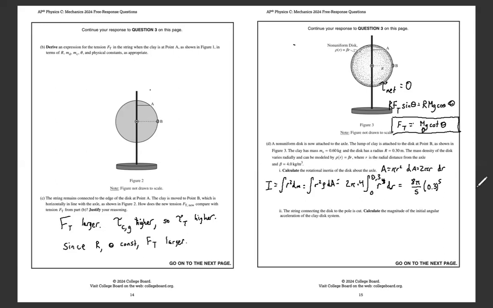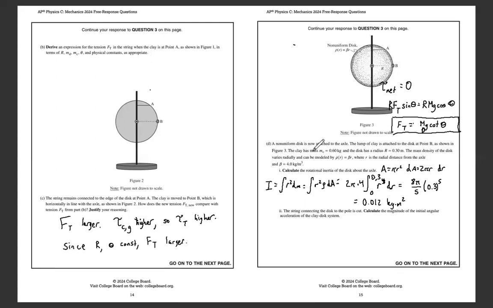That's just lovely. I've done this on my paper as well, thankfully. So that gives you an answer of 0.012 kilograms times meters squared. There's your inertia. All right, you cut the string, calculate the magnitude of angular acceleration of the clay disk system.